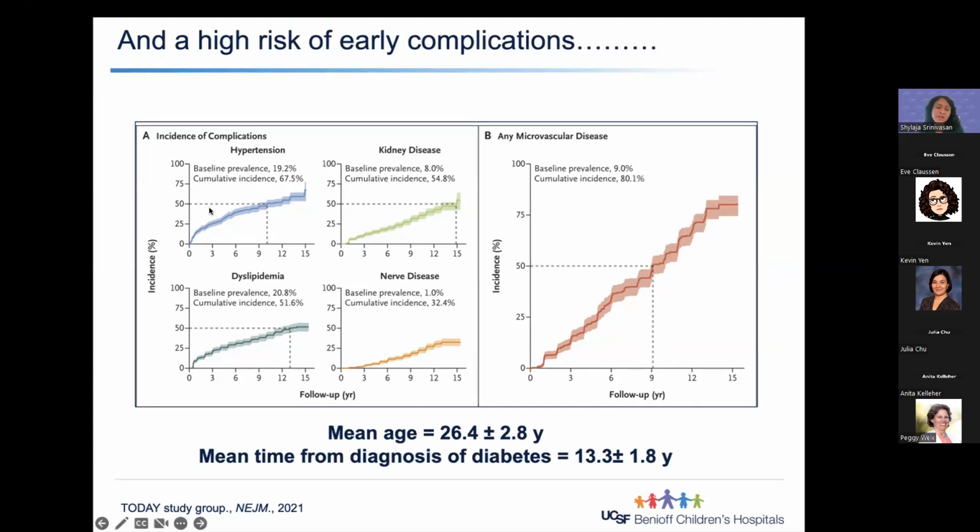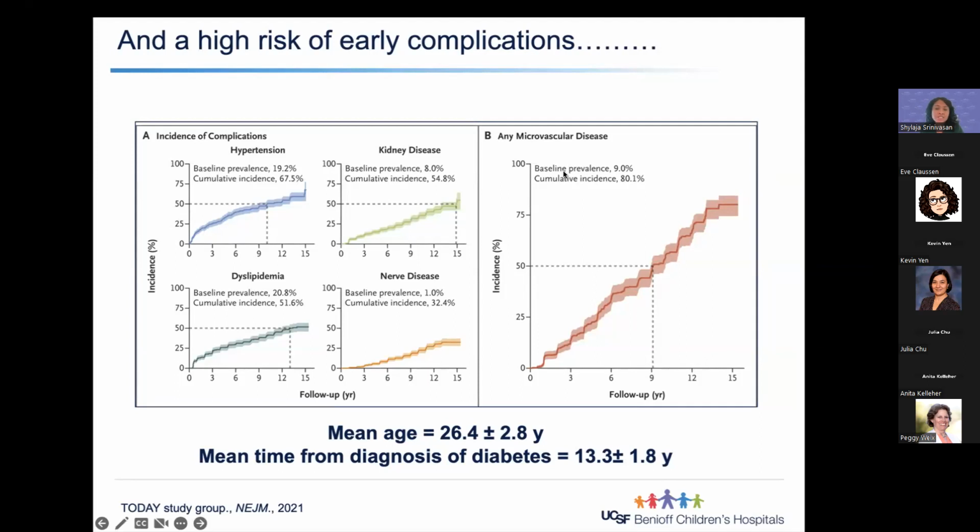So you can see here that at baseline, many of the participants started off with some complications, including hypertension, kidney disease, dyslipidemia, or nerve disease, but the rate of the incidence of these complications progressively increased throughout the course of the study. And by at least 10 years of follow-up or 10 years of diabetes diagnosis, more than half of the cohort had at least one complication, and many of these adolescents and young adults had two complications.